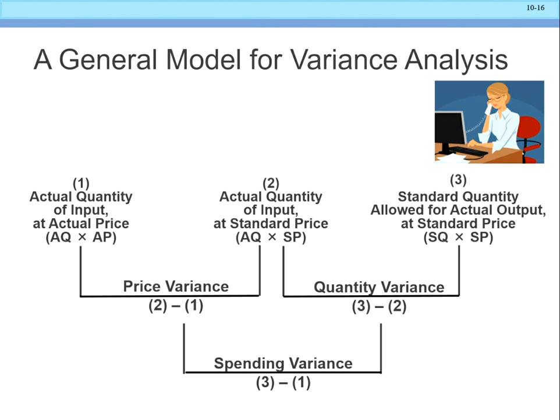Okay, so then when we take the price variance and subtract, when we take the standard quantity allowed for actual output at standard price, then we deduct the actual quantity of input at actual price, the answer we get is what we call a spending variance.